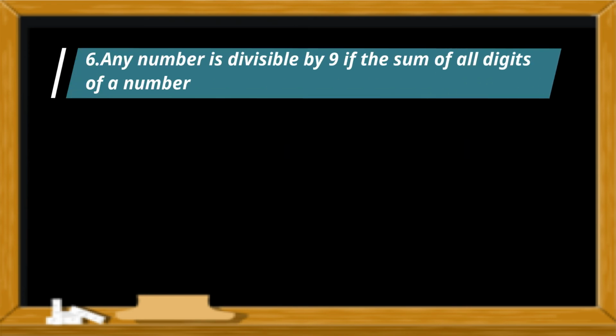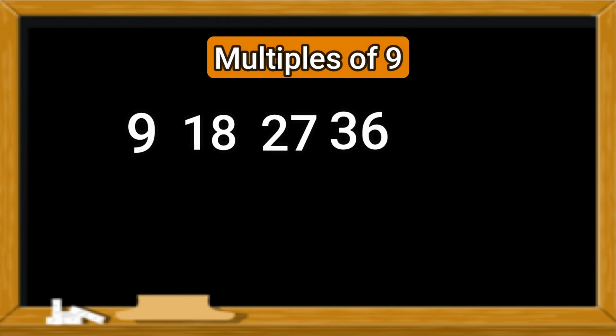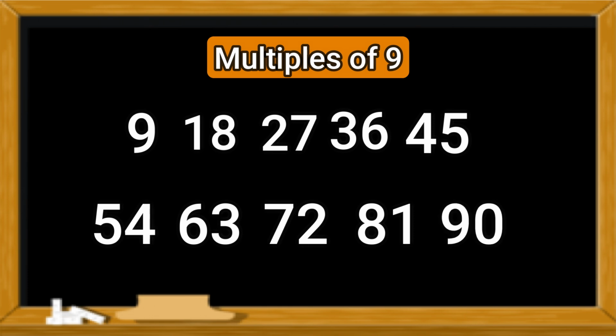If we divide 100 by 5, the answer is 20. Last tip is tip number 6. A number is divisible by 9 if the sum of all the digits of a number is divisible by 9. So once again, class, let's recall multiples of 9. The multiples of 9 are 9, 18, 27, 36, 45, 54, 63, 72, 81, 90, and so on.